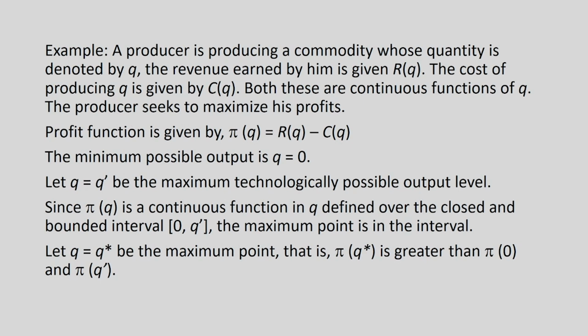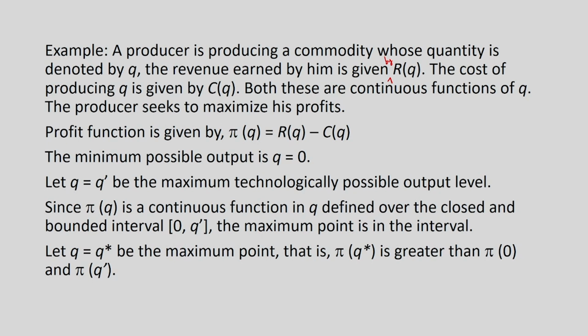Okay, here is another example. This is an example from economics. A producer is producing a commodity whose quantity is denoted by Q. The revenue earned by him is given by R of Q. So, R is a function of a single variable Q, which is quantity. The cost of producing Q is given by C of Q. So, revenue is just one part of the production, there is the other part which is cost.